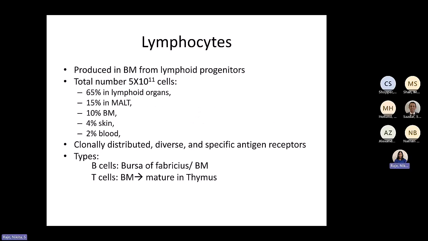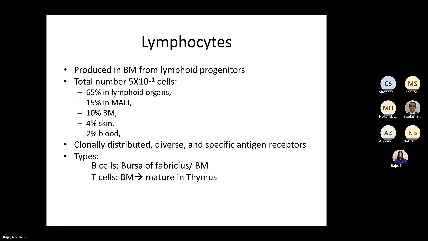Moving on to discussion about lymphocytes. So these are produced in the bone marrow from lymphoid progenitors. These cells are most prominent in the lymphoid organs. So 65% of the lymphocytes are in lymphoid organs, 15% in the mucosal associated lymphoid tissue, 10% in bone marrow, 4% in skin, and the lymphocytes that we have in the blood are just 2% of the total lymphocytes in the body.